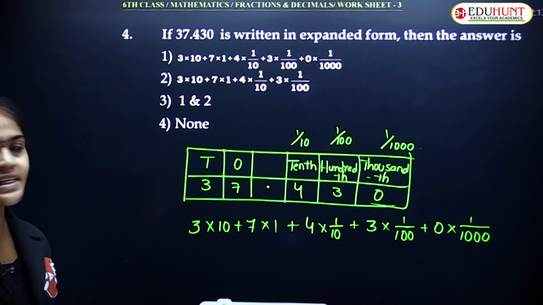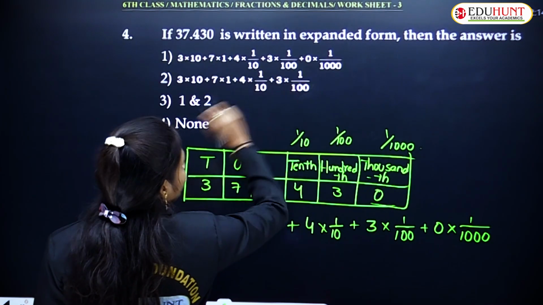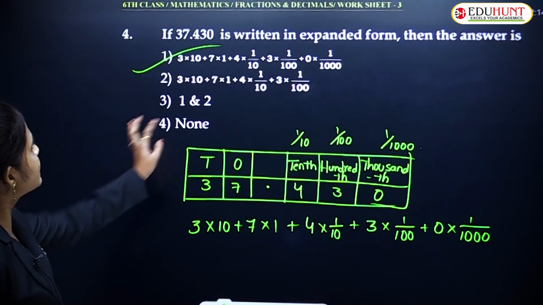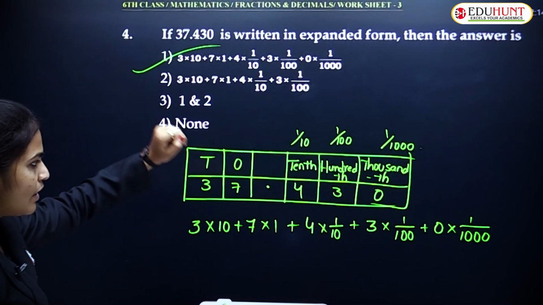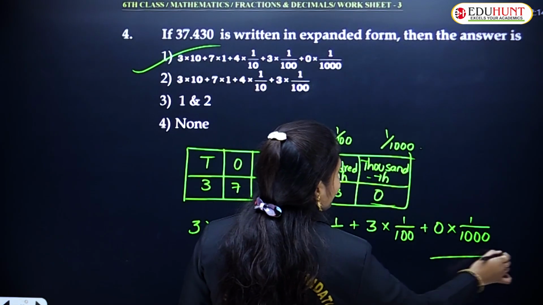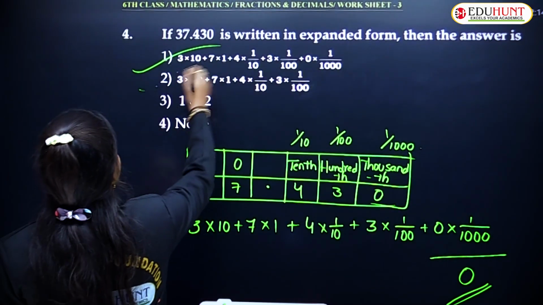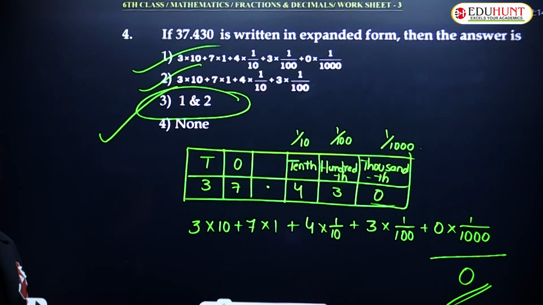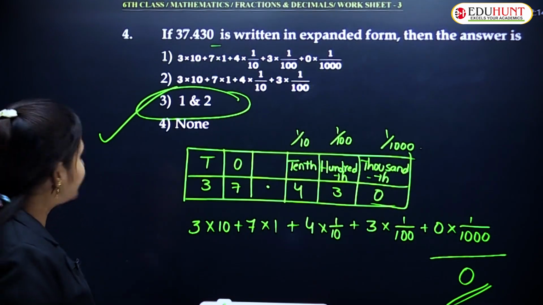Understand? So which option is correct as per this one here? 3 into 10, 7 into 1, 4 into 1 by 10, 3 into 1 by 100, 0 into 1 by 1000. Okay, this is also correct. And in the same way, 3 into 10, 7 into 1, 4 into 1 by 10 plus 3 into 1 by 100. Why? Because here 0 into 1 by 1000 is again 0. So this is also a correct answer. So finally here the answer is 1 and 2. Option 3 is correct here. Understand? Finally the answer is option 3.